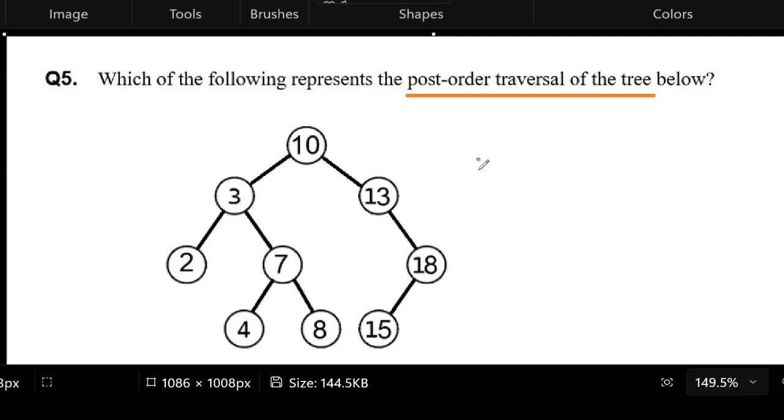Question number 5 of the PhilNITS FE morning portion of the exam. In this question, we are being asked, which of the following represents the post-order traversal of the tree below?